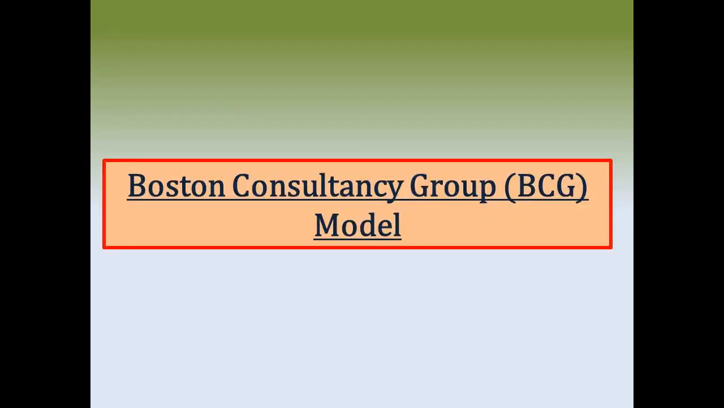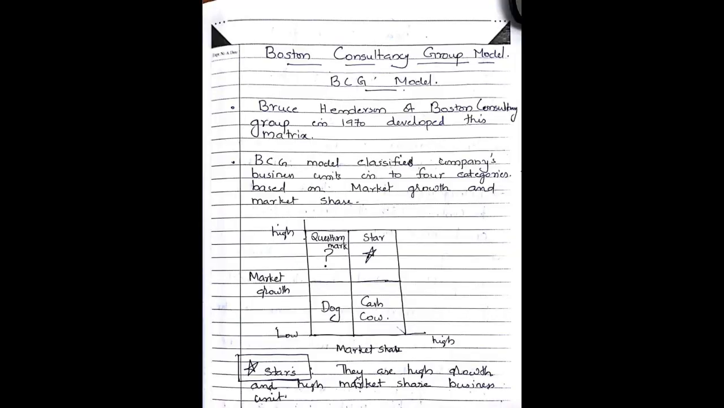Today I will explain the Boston Consultancy Group Model, or BCG model. Normally in the question paper we can see a question like this: explain BCG model, or explain BCG growth share model. The Boston Consultancy Group matrix, or BCG model, was first introduced by Bruce Henderson of Boston Consultancy Group of Companies in 1970.